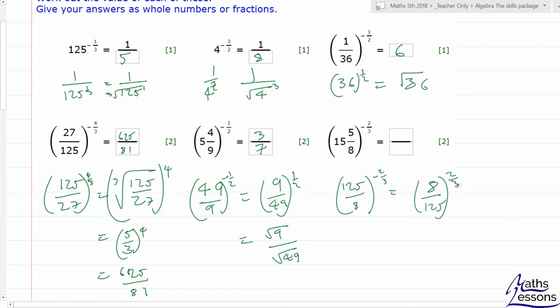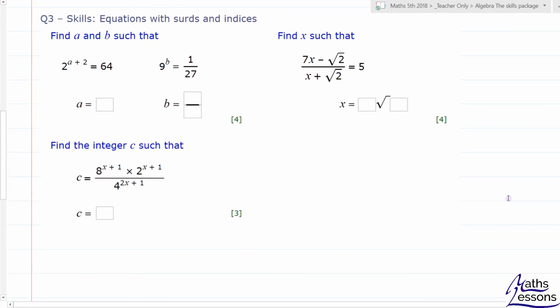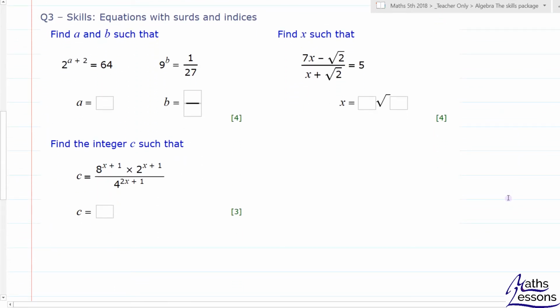Then to the 2 thirds. Remember, with cube roots, it's usually easiest to do the cube root first and the square second. So we're going to do the cube root of 8 over 125 and then square all of that. The cube root of 8 is 2. The cube root of 125 is 5. Still need to square that. 2 squared is 4. 5 squared is 25. So we have 4 over 25.